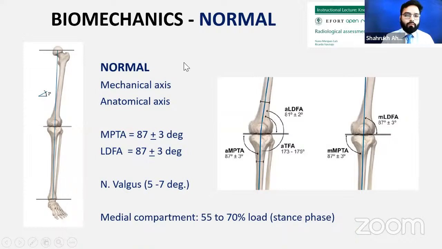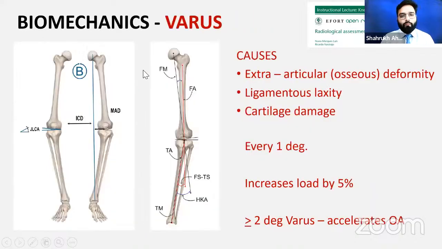Just a second, sir. In a varus knee, the mechanical axis passes more medially with a mechanical axis deviation of more than 15 mm. And the causes of varus knee can be osseous deformity, ligamentous laxity, and cartilage damage. Every 1 degree of varus in knee increases the load on the medial compartment by 5%, and more than 2 degree of varus accelerates the osteoarthritis in the knee.